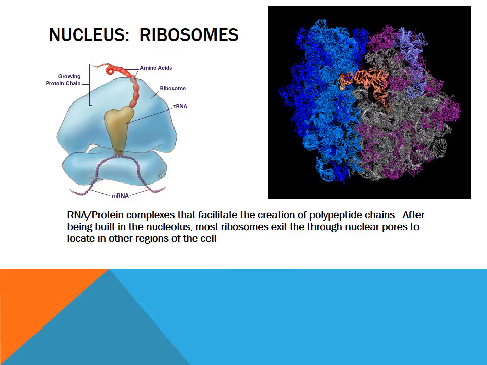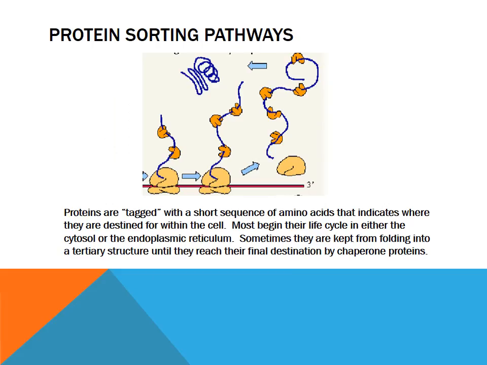Ribosomes help to decode RNA to create a polypeptide. In order to get out of the nucleus, the only way a ribosome can leave is through the nuclear pore. So we're going to leave the nucleus and enter into this protein sorting pathway. All right, so now we've got our nucleus with our nucleolus and our chromosomes, with these exits, these nuclear pores.